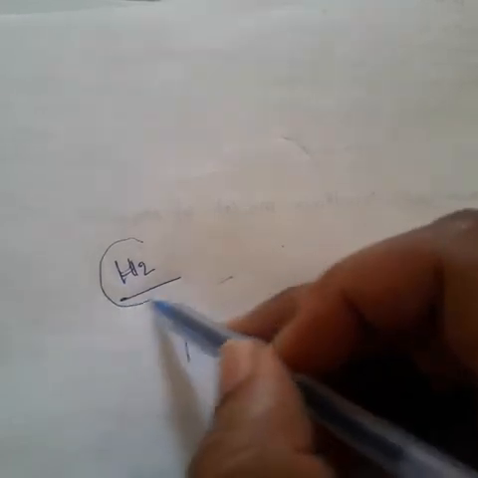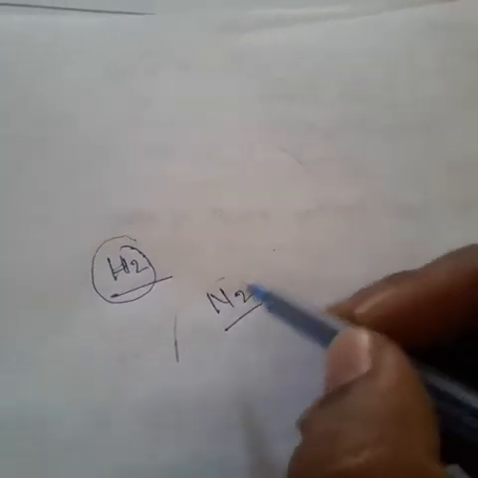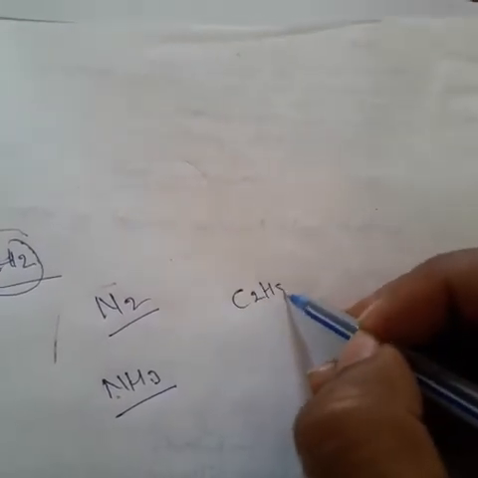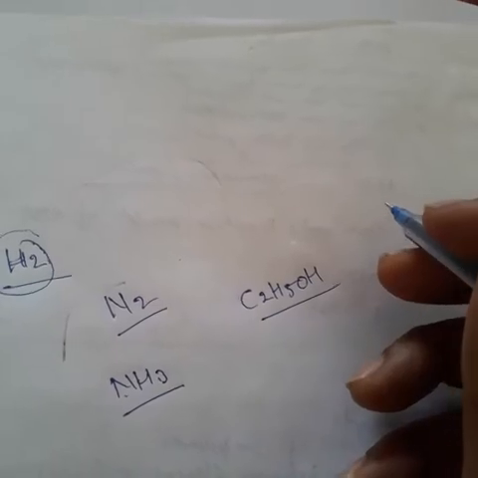Like H2O. H2 is not a compound, it's a molecule because it contains only one type of element. And N2 is also a molecule, not a compound. And NH3 is a compound of nitrogen and hydrogen. And C2H5OH is also a compound. Okay.